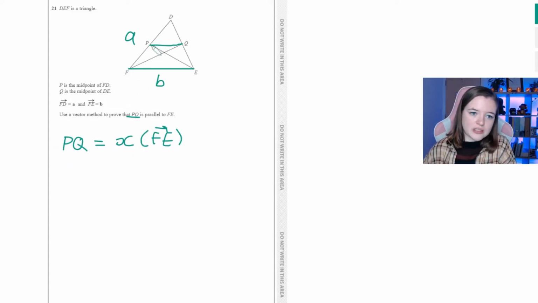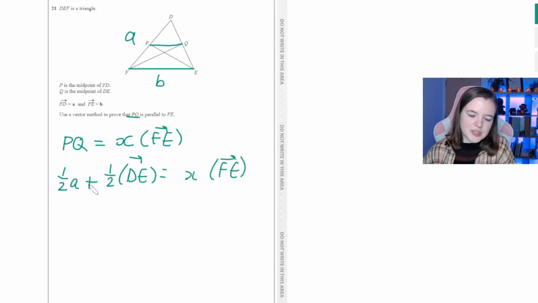So let's see what we can do here. We want to go halfway up there to get to D, then another halfway down there to get to Q. So let's have a go at this one. We can go half a, that one's a bit easy, just half of the full one, which is a. So we're going to do a half a plus a half of DE. Okay, is equal to x lots of FE. We'll deal with FE later, let's deal with this bit first.